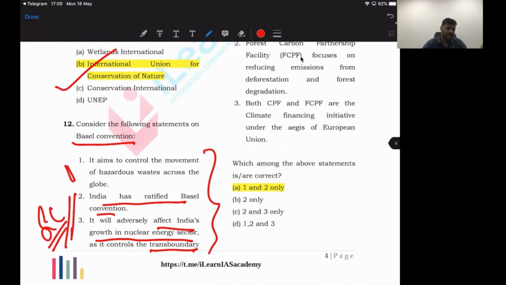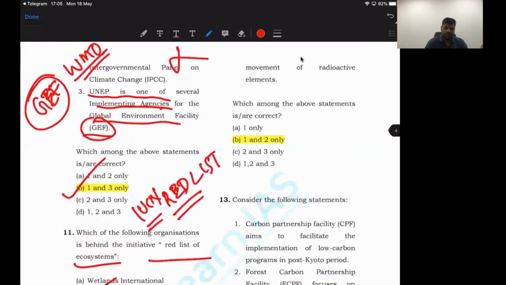Will India sign a convention which would adversely affect it? No. The answer should be no. So statements 2 and 3 cannot come together. That's how we eliminate 2 of the 4 options. Now we are left with 1, so the first statement is correct.